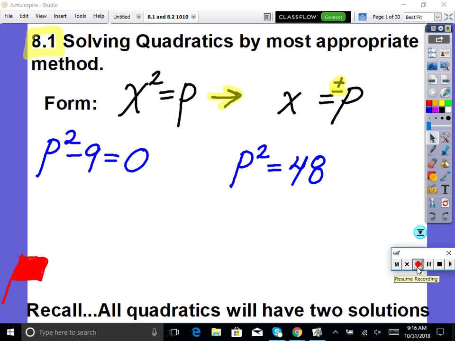Okay, so we're first of all going to solve a quadratic by the most appropriate method. The first method is by taking square roots. So what you want to notice here is x squared equals p, where p is some number, we can just solve by taking a square root.